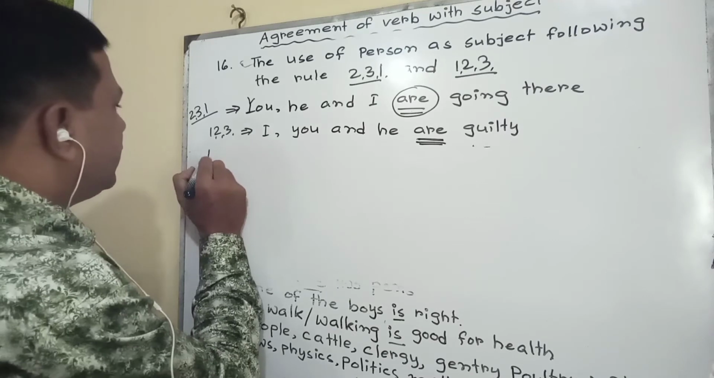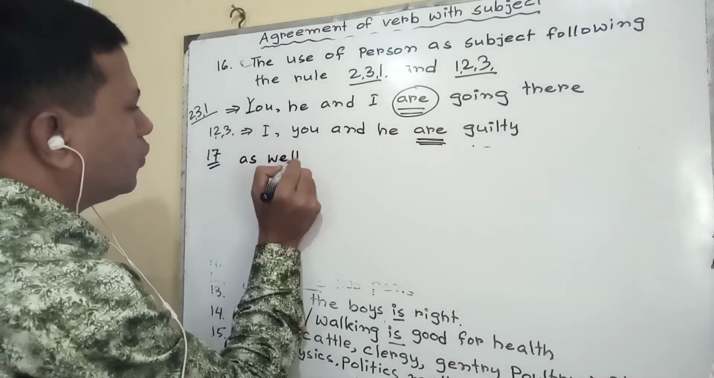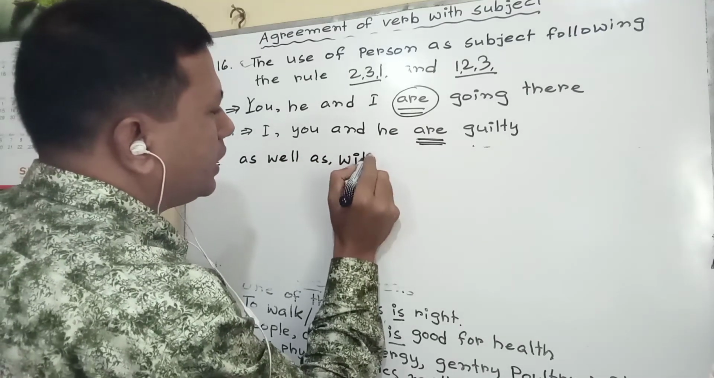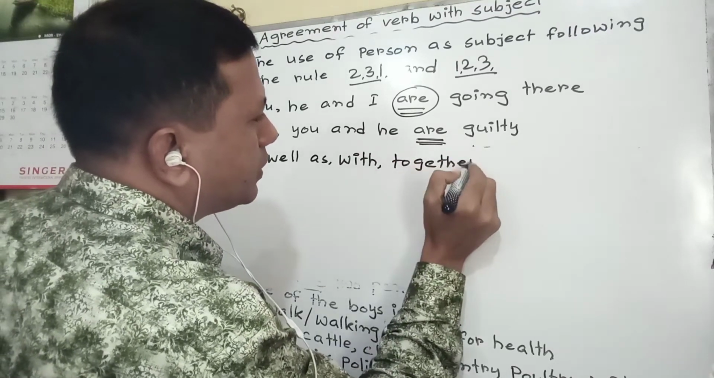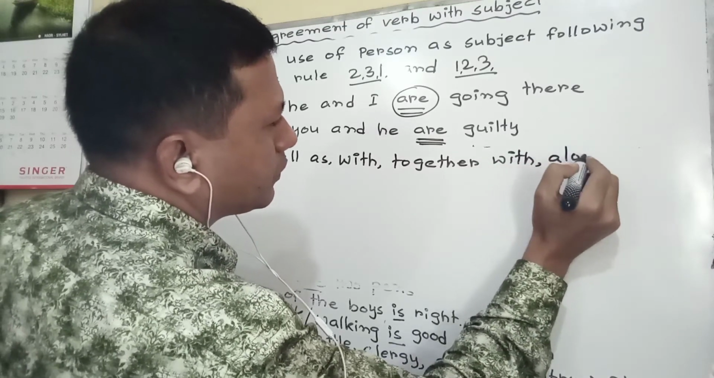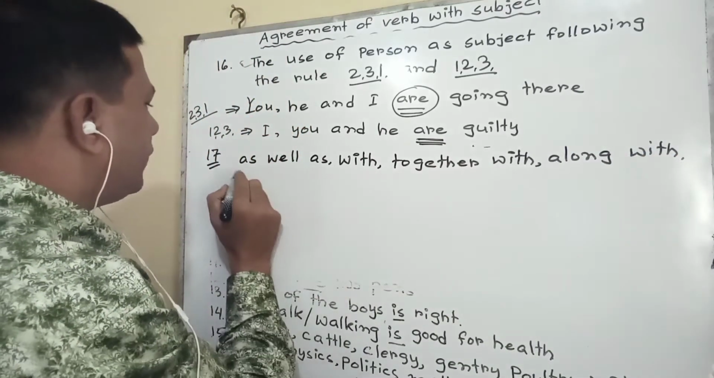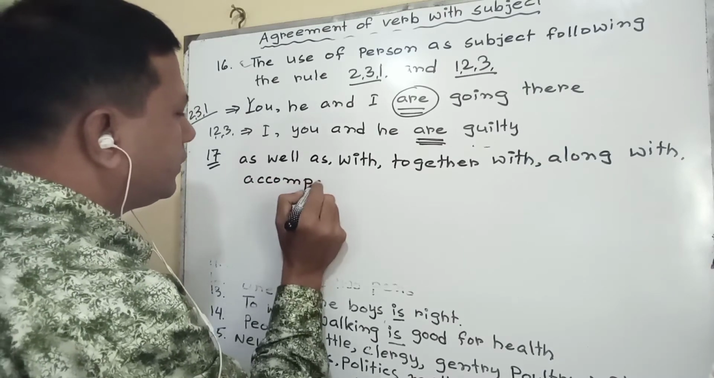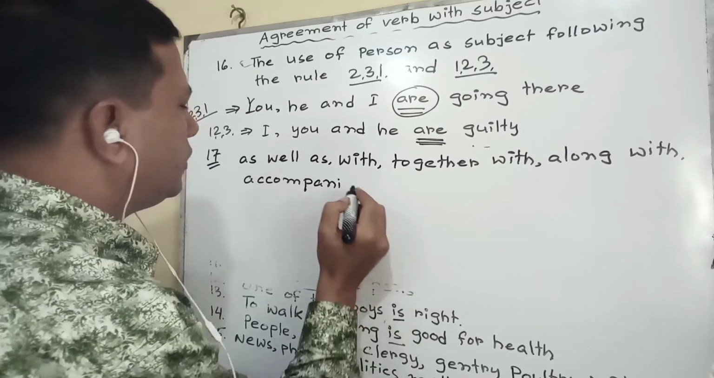Now going to number 17: as well as, with, together with, along with, accompanied by.